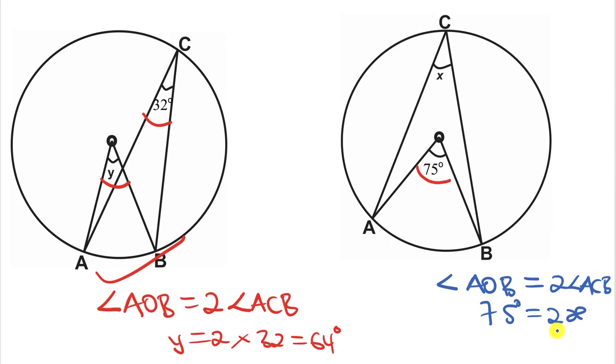So we divide this side by 2. We divide this side by 2. And indeed, we are going to get our X to be equal to 37.5 degrees. Okay, now let's consider another question on the same theorem.